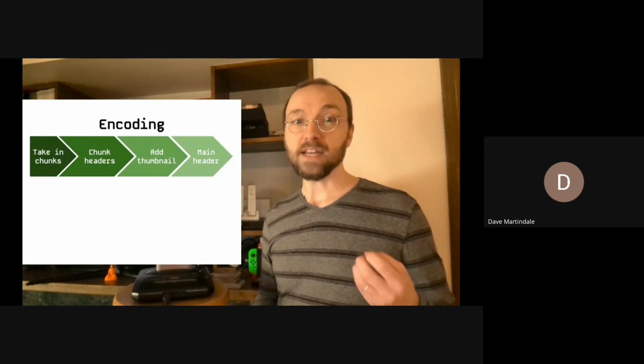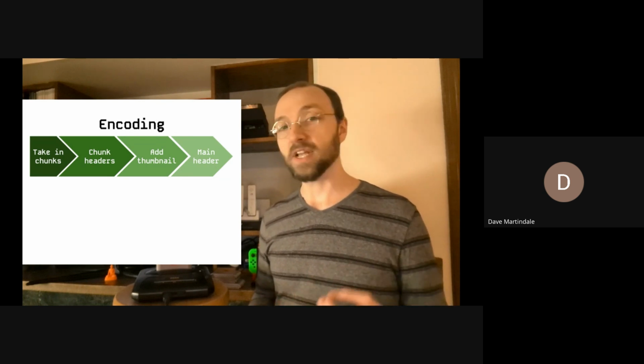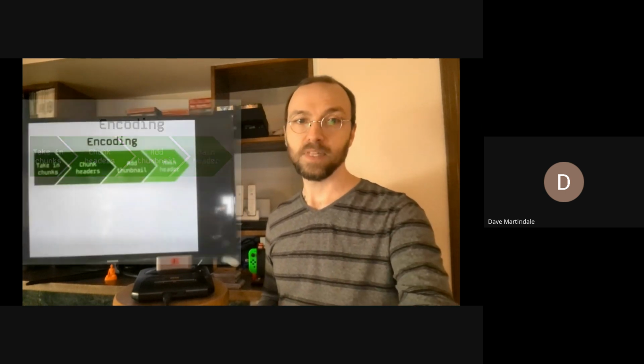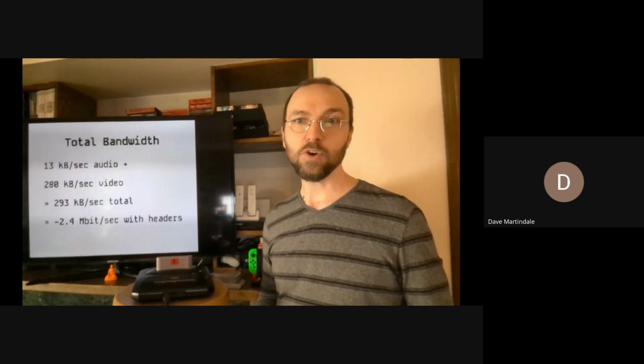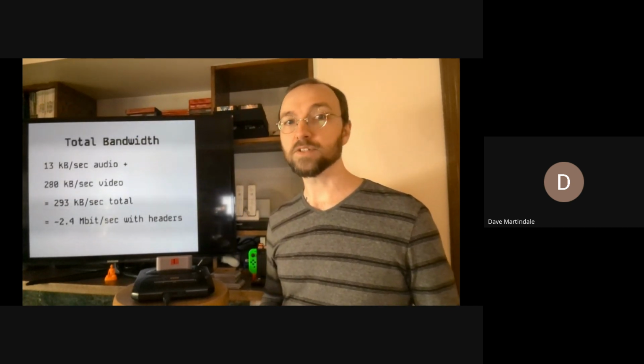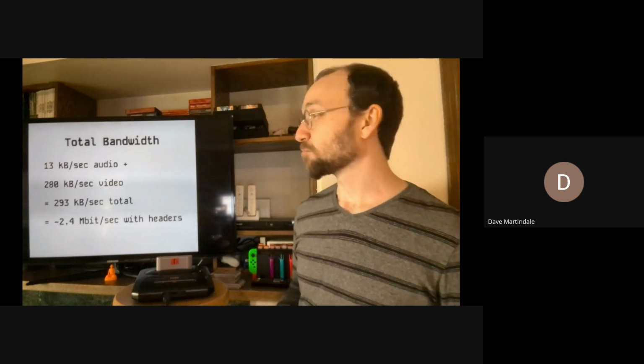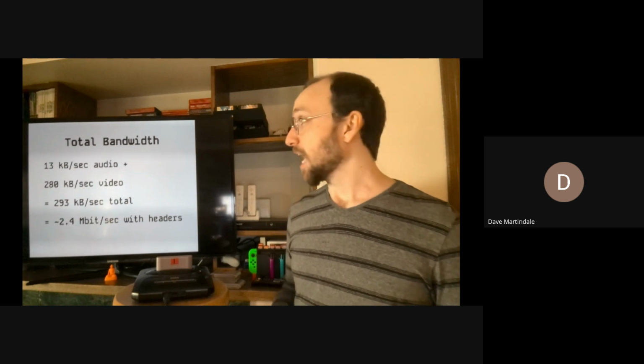The final steps of the process are all in Python, where we add chunk headers, a thumbnail image, and overall metadata. The total bandwidth for this format works out to 2.4 megabits per second, regardless of the actual content. So there's no content-aware encoding for this platform. And with that, let's do a quick demo.